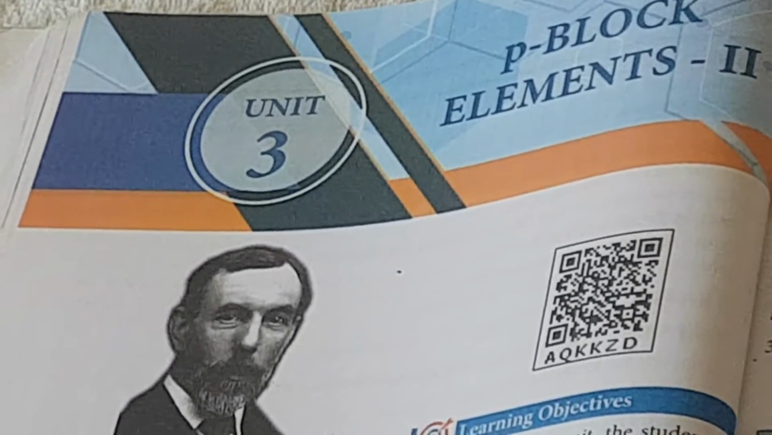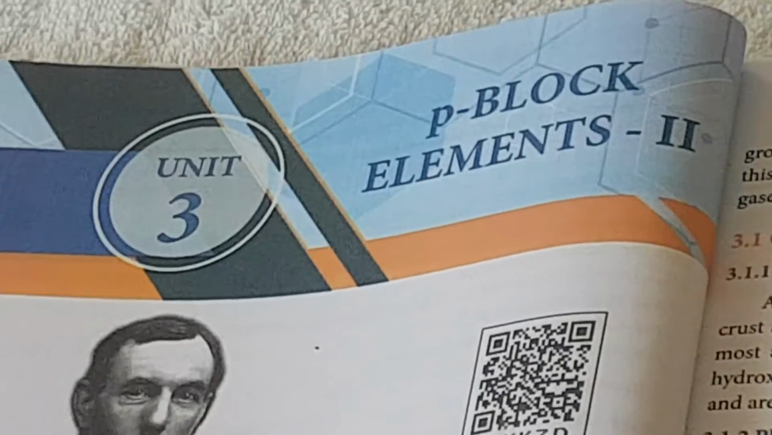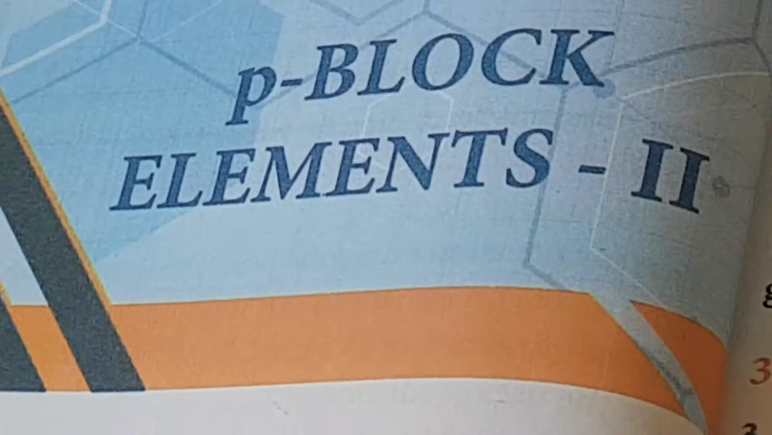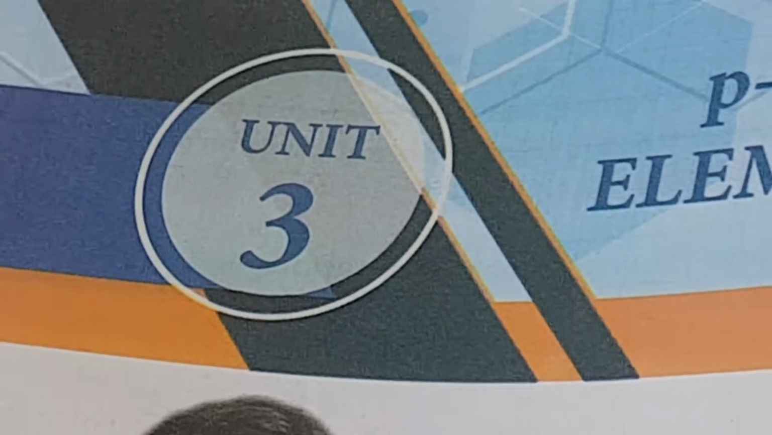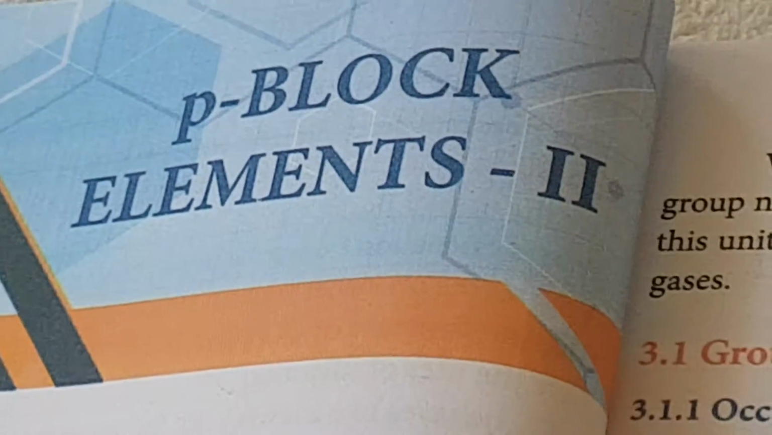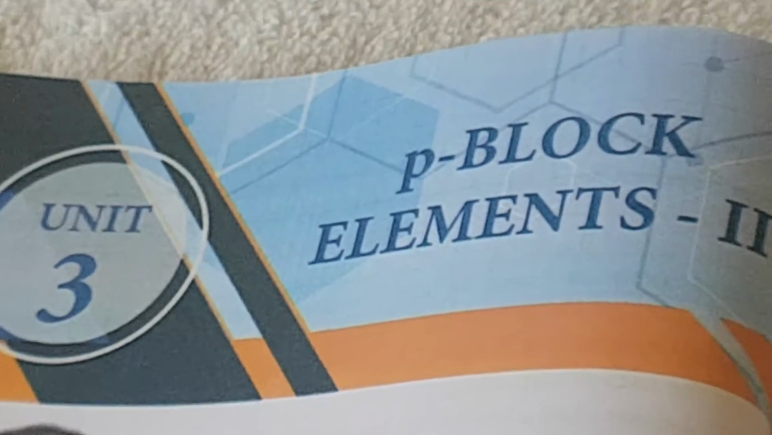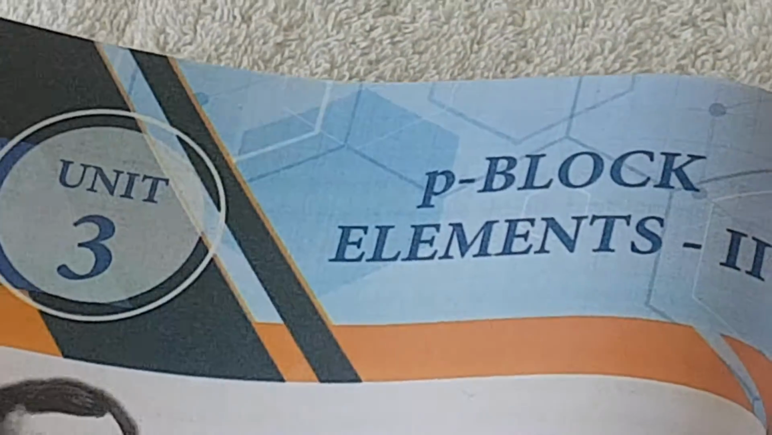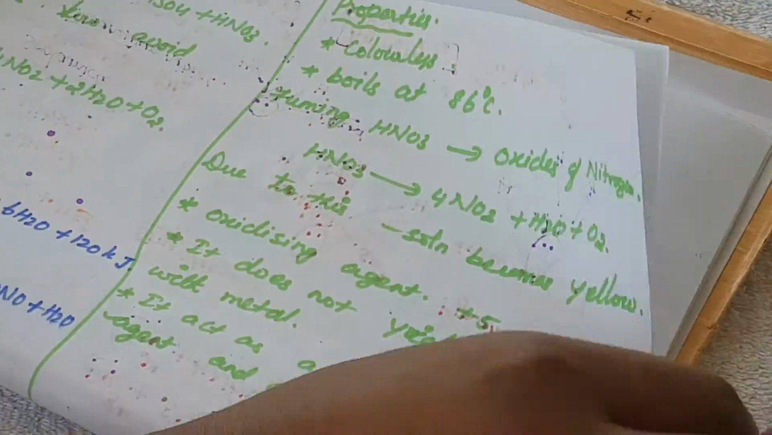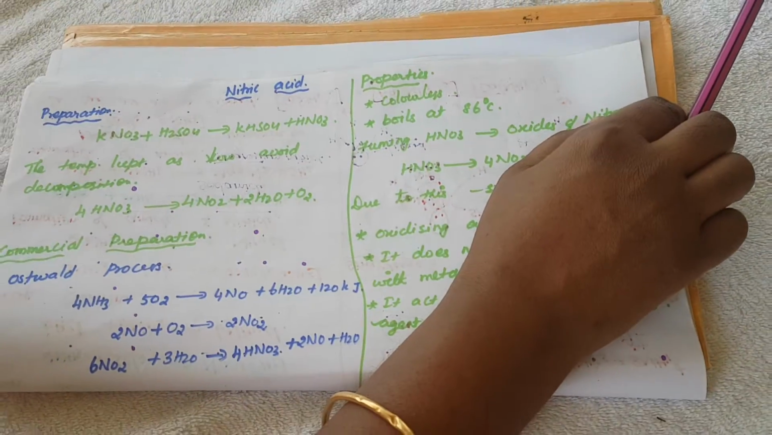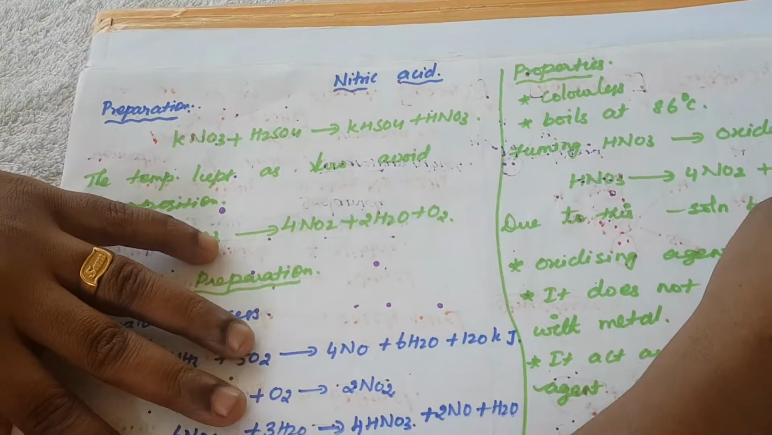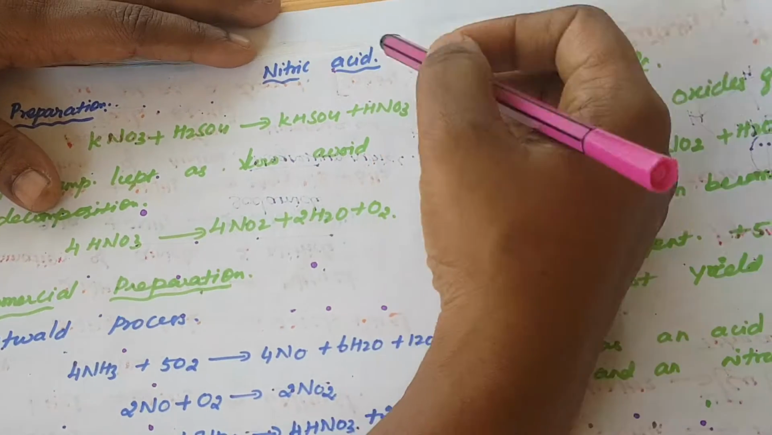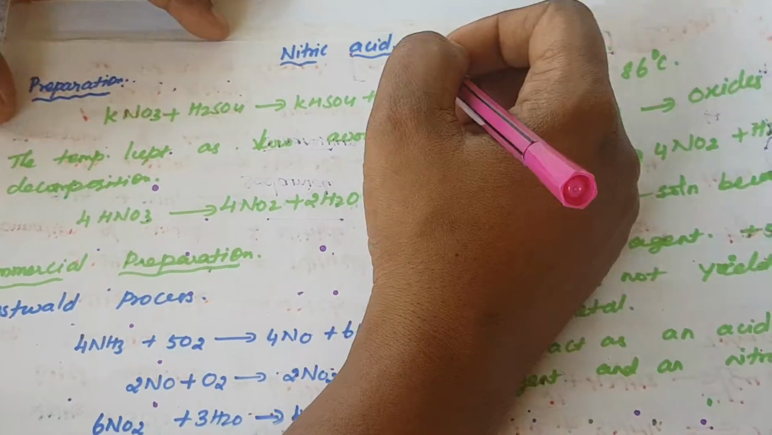Today we are going to see Unit 3, P block elements 2, the continuation of the P block elements. In the previous video we studied the 15th group elements, that is nitrogen and ammonia. Today we are going to see the next one, nitric acid. The second topic is nitric acid.